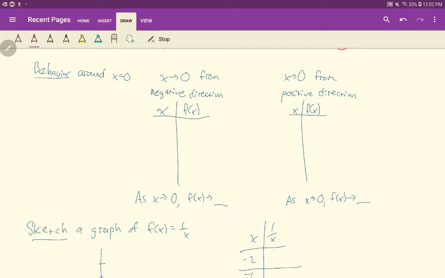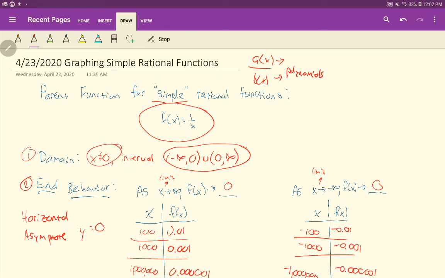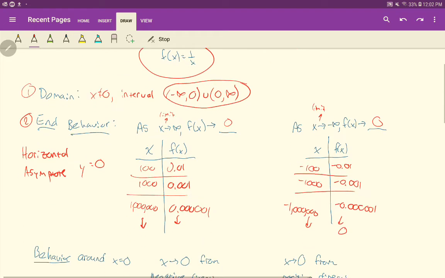All right. One other thing I want to look at is the behavior around x equals 0. We already established that 0 is excluded from our domain, right, because that would make us undefined.